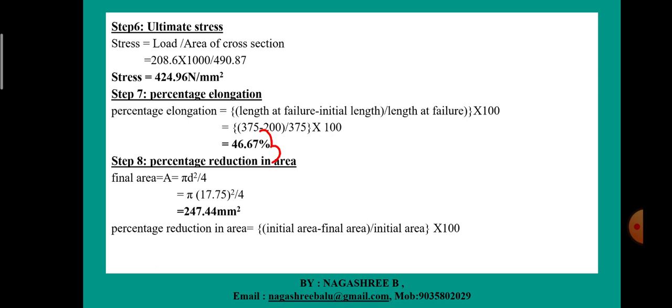So next is percentage reduction in area I need to calculate. Here initial area is more and final area is less. So initial area minus final area divided by initial area into 100. Initial area with the 25 mm diameter I have got as 490.87. Final area with the diameter of 17.75 I have got as 247.44. So divided by initial area, that is 490.87, and multiplied by 100, I have got the percentage reduction in area as 49.59.